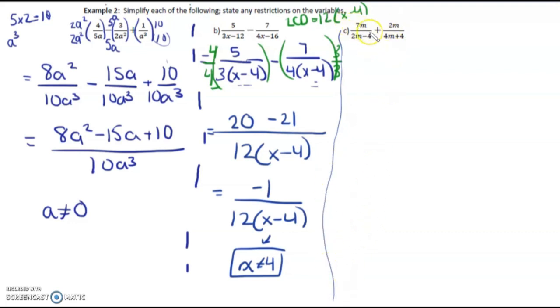Okay, C, let's do the same thing. We'll leave the 7m and the 2m in the numerator, and let's factor the denominator, see what we're actually dealing with. 2m minus 2, and we have 4m plus 1.